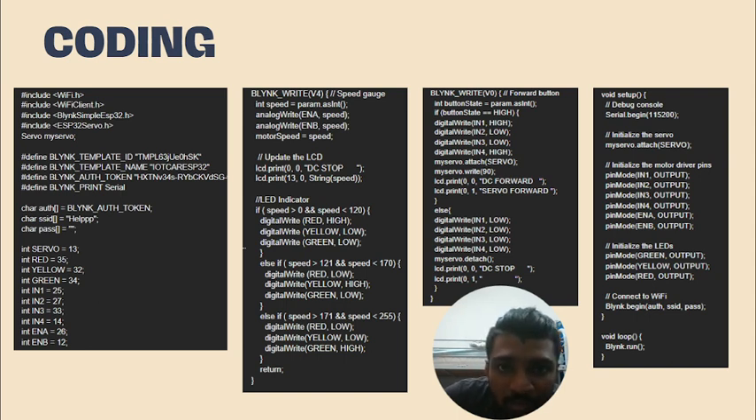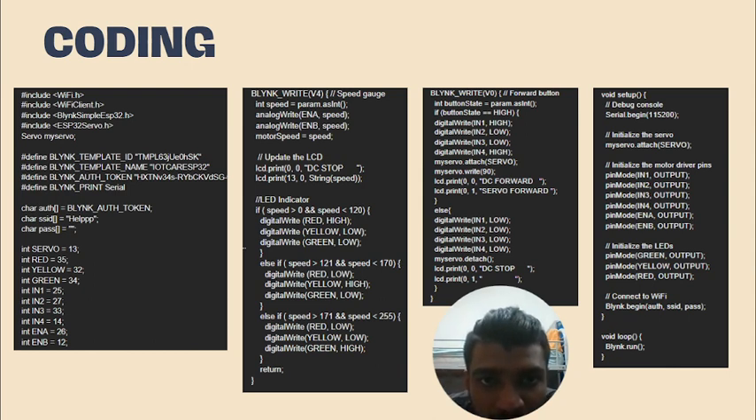Then Blynk write V4 is for the speed gauge. So this code is for the speed gauge. And then update LCD, also update LED; next up is the LED indicator. If it's lower than 120, red high; lower than 170, yellow high; and then lower than 225, green high.